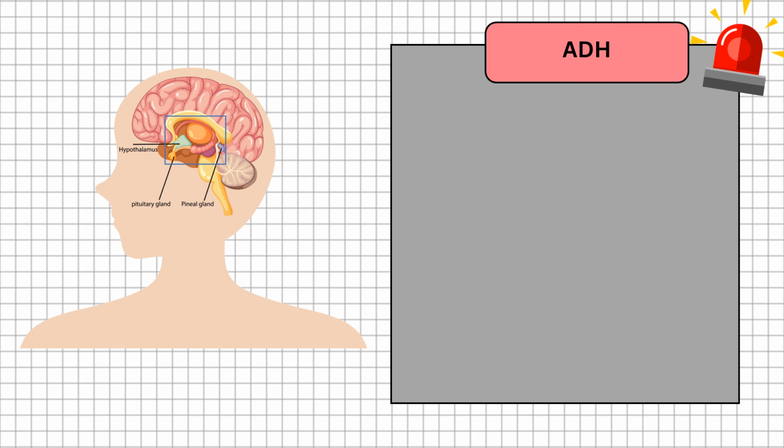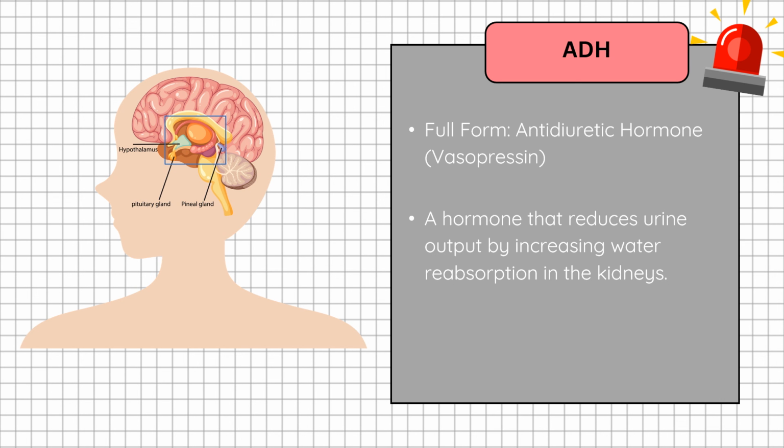The next term is ADH. The full form of ADH is antidiuretic hormone, also known as vasopressin. The antidiuretic hormone is synthesized by the hypothalamus, but it is released by the posterior pituitary gland. The function of ADH is that it is a hormone that reduces urine output by increasing water reabsorption in the kidneys.